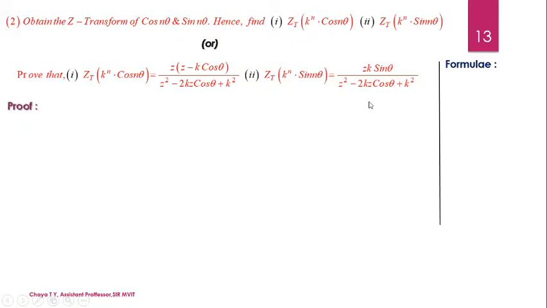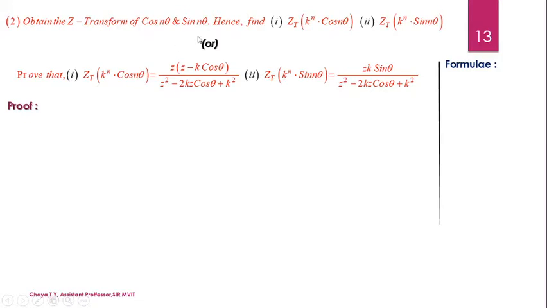Now let us consider the proof. This proof or the problem has two stages. First stage is I am going to find the z transformation of cos n theta and sin n theta. Second stage is to find the z transformation of k power n cos n theta and z transformation of k power n sin n theta.